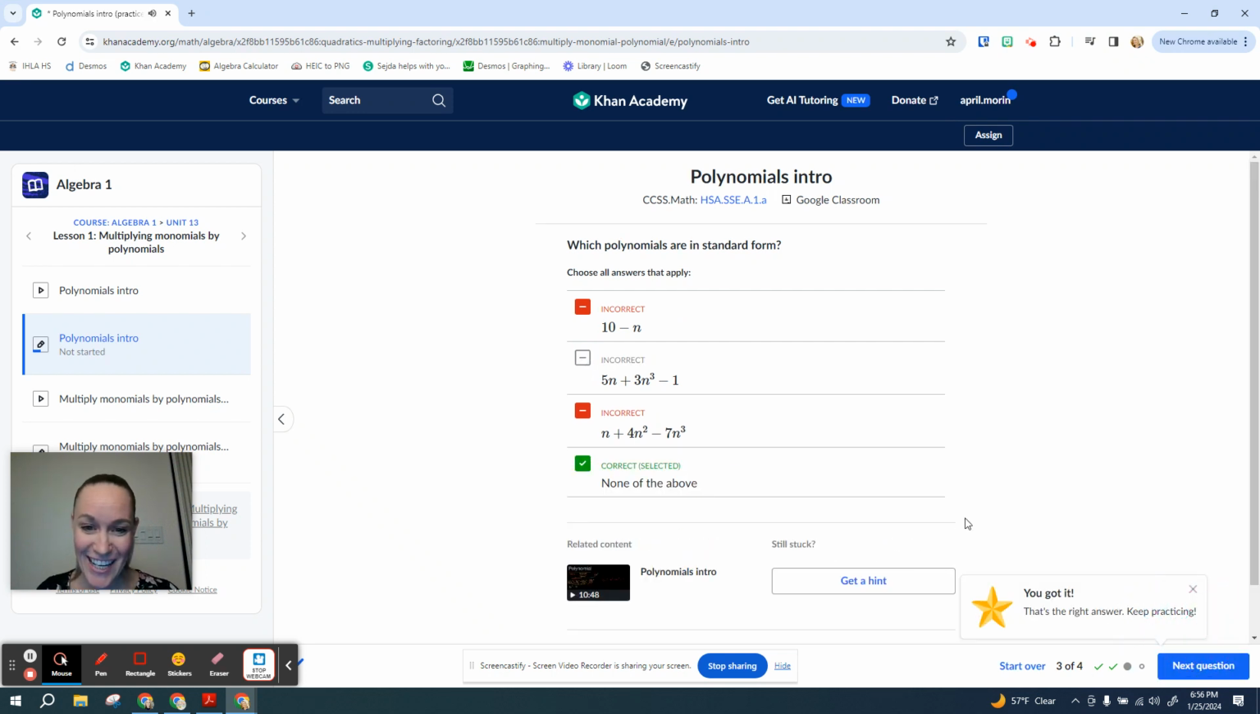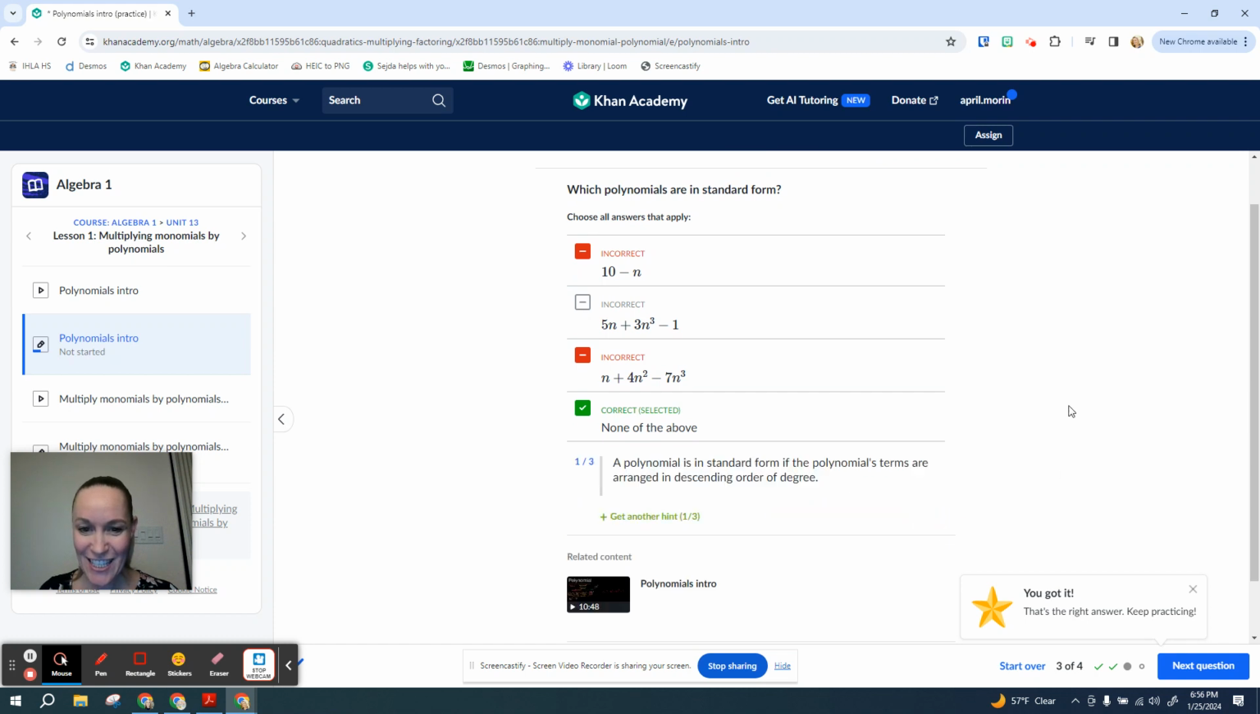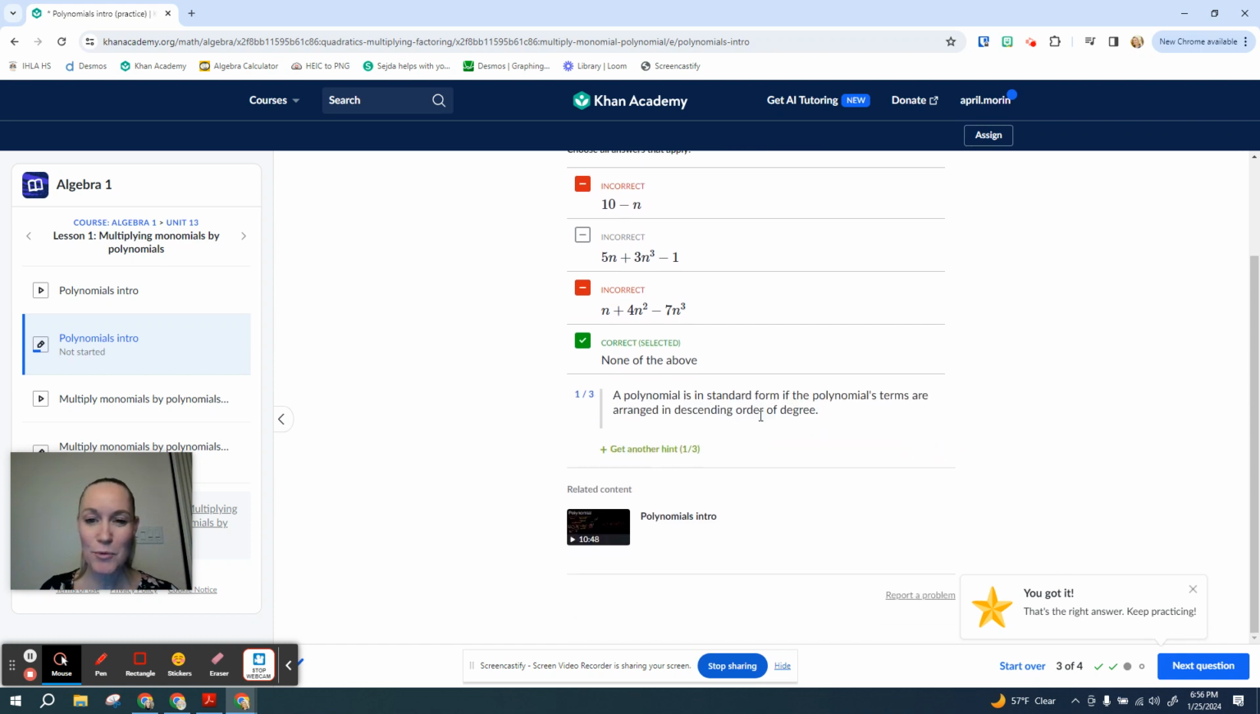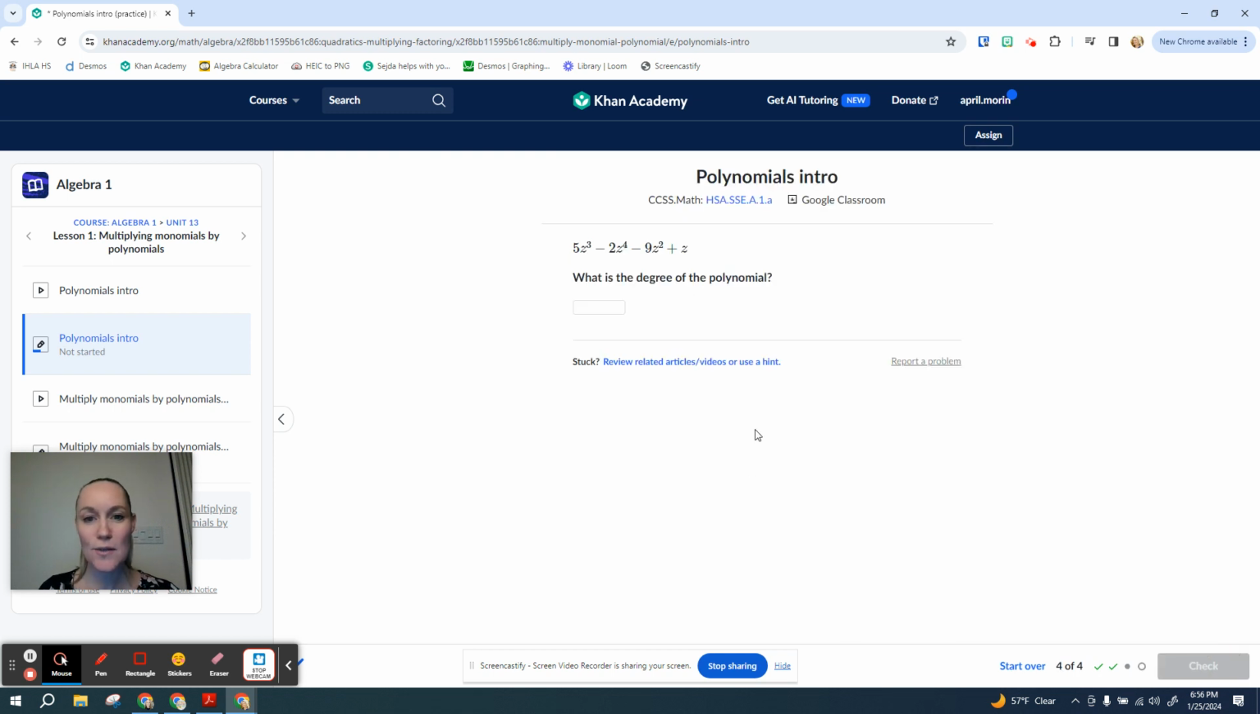So I'm going to go ahead and show the hint. A polynomial is in standard form if the polynomial's terms are arranged in descending order. So they have to be in descending order. They cannot be in ascending order. So that constant term's got to be in the last place. So none of the above was correct. All right, let's go to the next one.